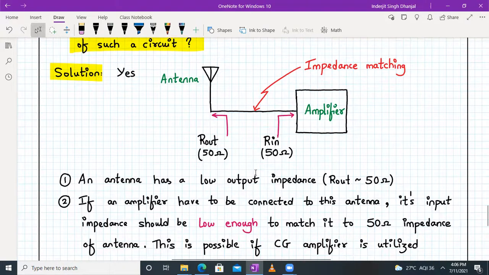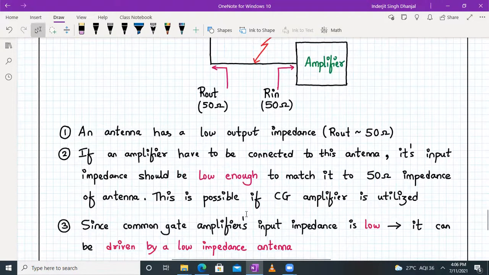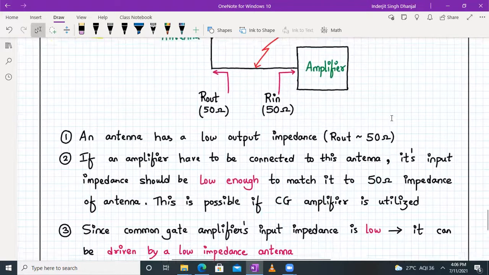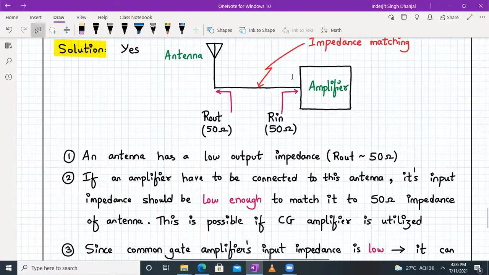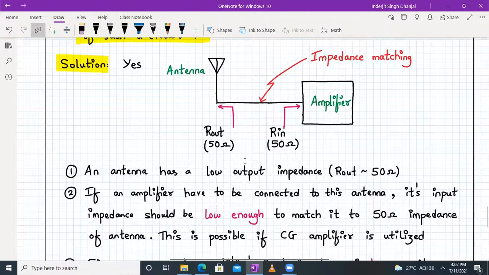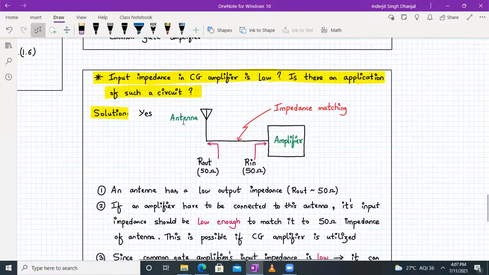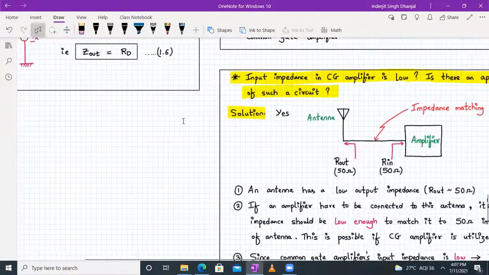Basically, what we see over here is that this amplifier might be your common gate amplifier, because for a common gate amplifier, your input impedance is quite low. So an antenna has a low output impedance, that is Rout equal to 50 ohms. If an amplifier has to be connected to this antenna, its input impedance should be very low, almost equal to 50 ohms. And this is possible if a common gate amplifier is utilized. Since the common gate input impedance is quite low, it can be driven by a low impedance antenna. So that's where we can use a common gate amplifier circuit in spite of the input impedance being low. That's the application of your common gate amplifier.